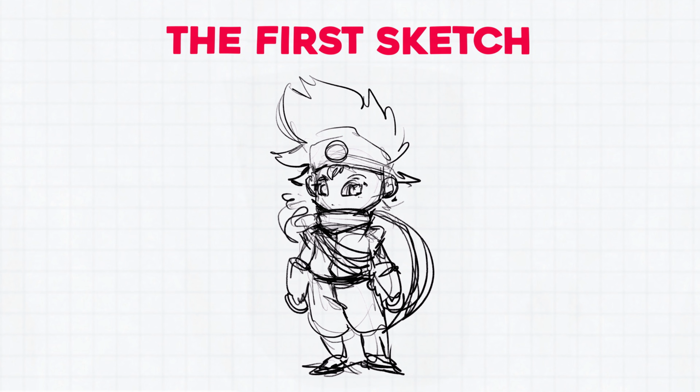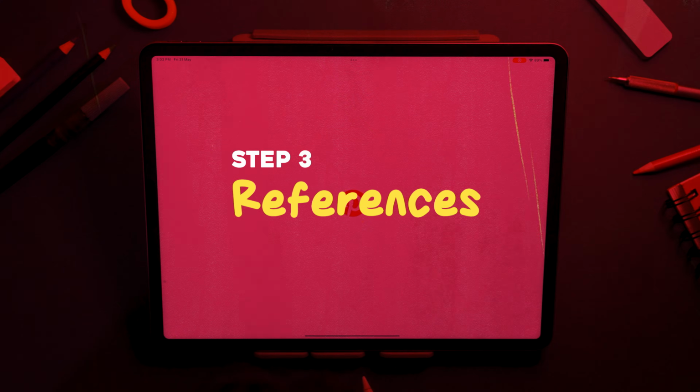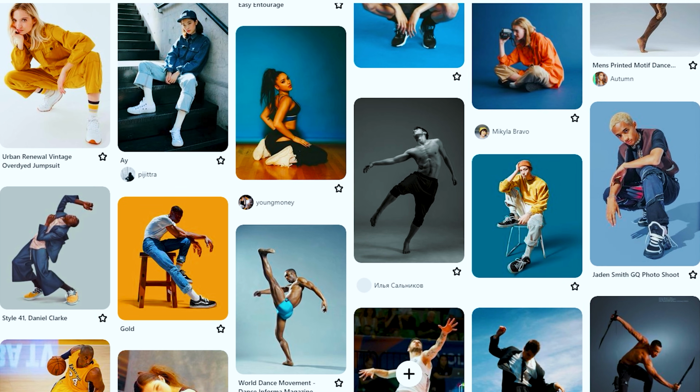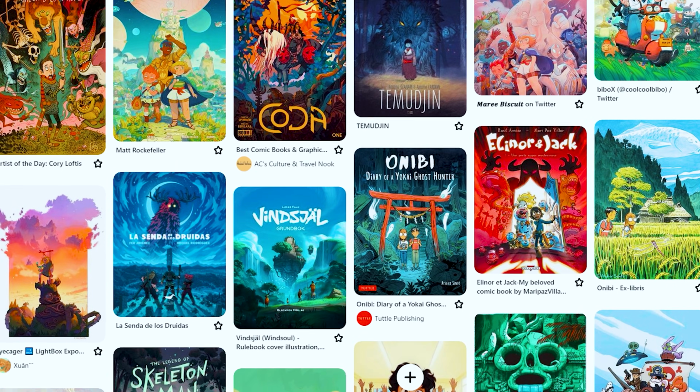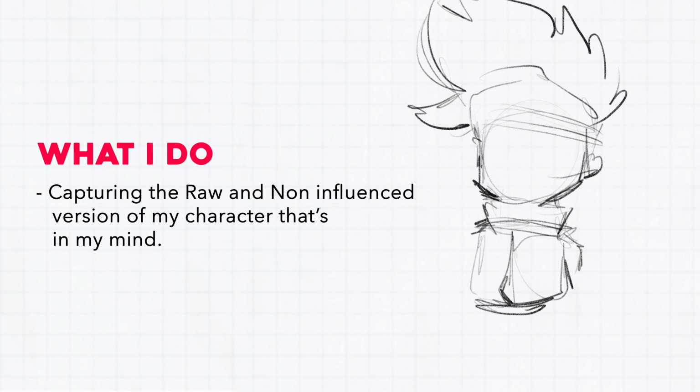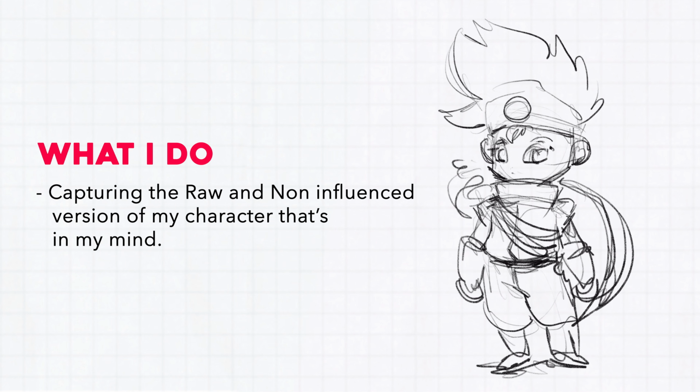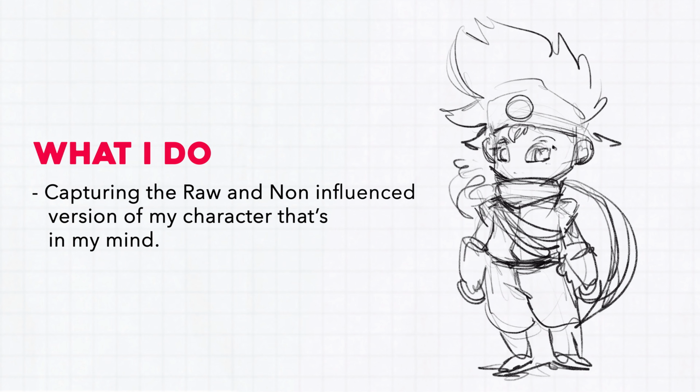Once I'm done with the first sketch, I move on to references, where I feed my brain with inspiration from real life or photographs and stuff like that. You can also take inspiration from other characters from other artists. Most folks do the reference phase first and then move on to the first sketch or the thumbnail later on. But I do the opposite because I want to capture the raw, non-influenced version of my character that's in my mind on a sheet of paper. And that's why I do the reference phase in step 3.